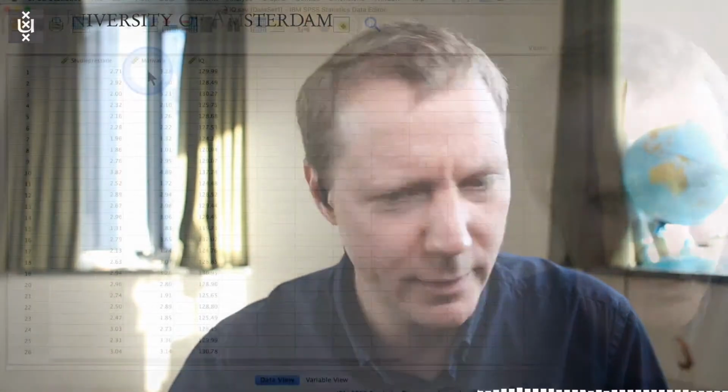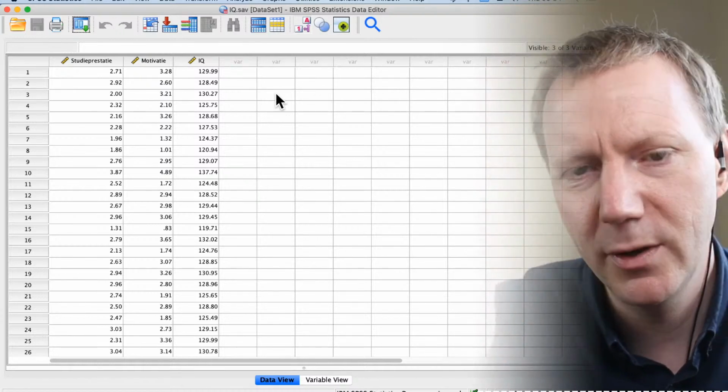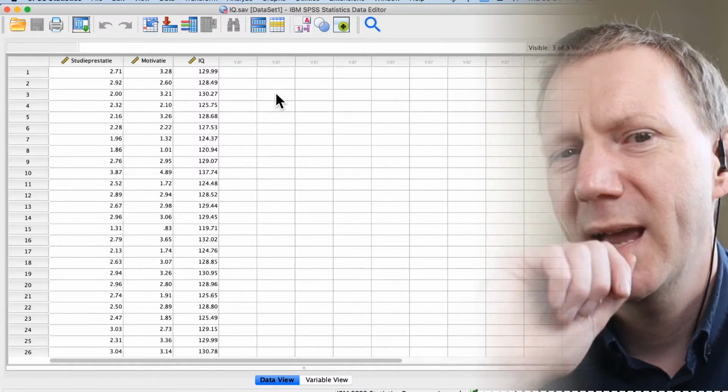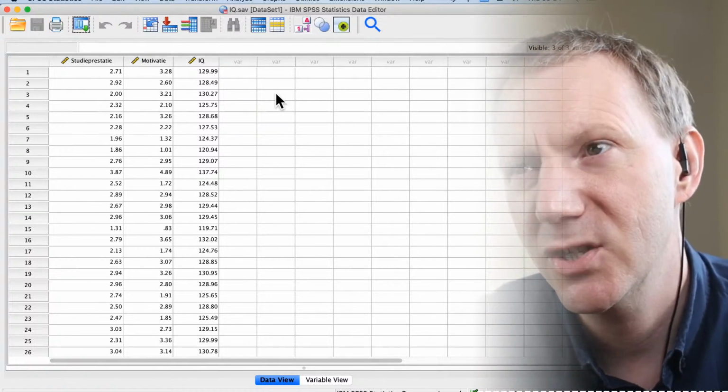And for this, let's first do it in SPSS. So let's go there. I have IQ, I have a study outcome, and I have the motivation as three variables. We can't see the slide. Oh, sorry. Yeah. So I switch to SPSS. I have these three variables here, and we're going to perform the regression analysis, the multiple regression analysis.